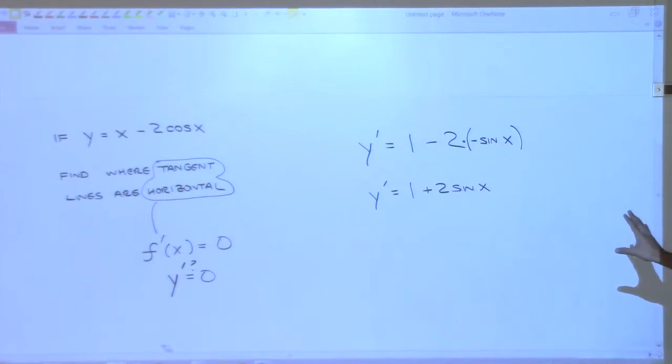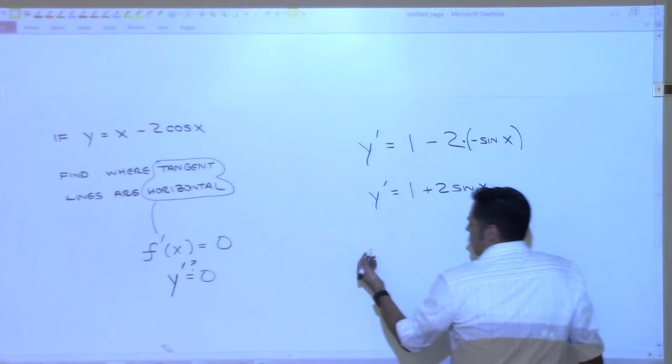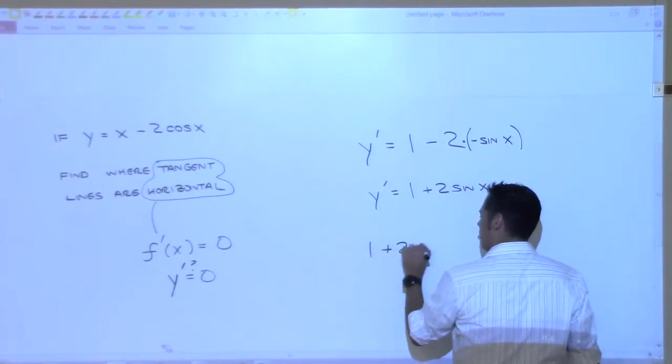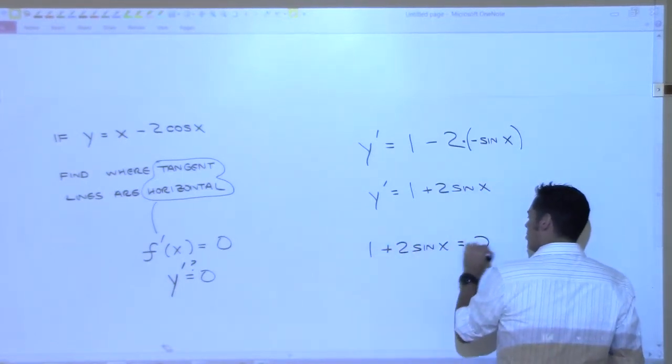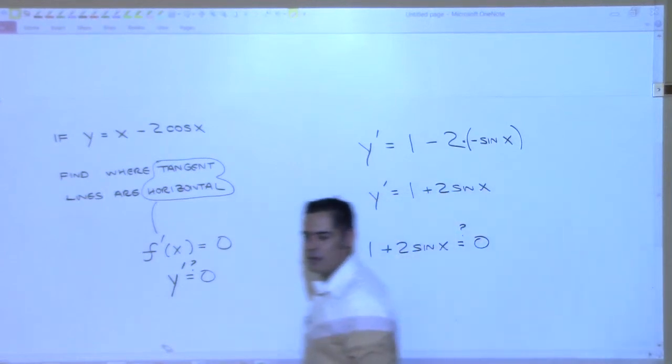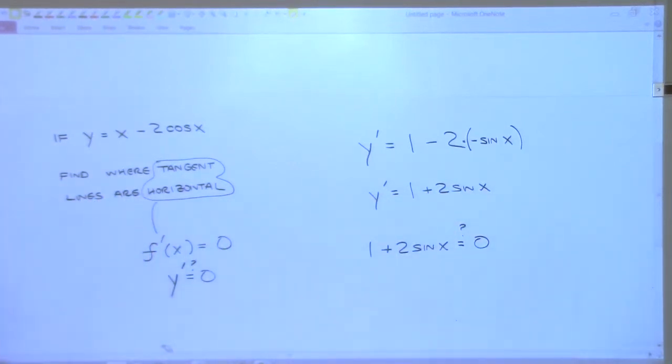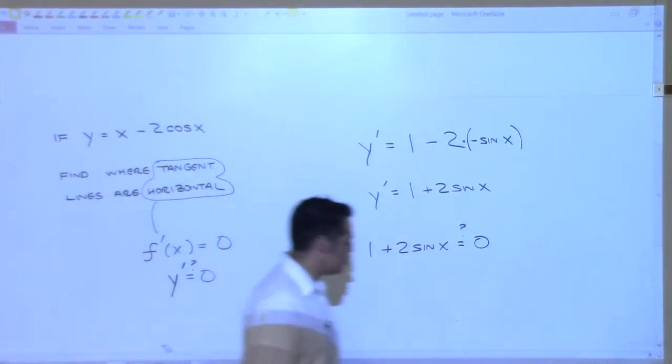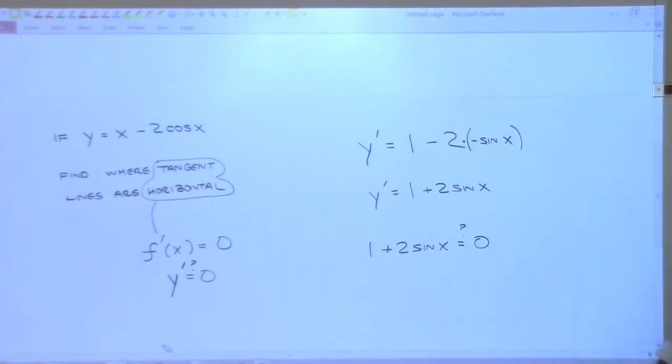Now, I want to know when that's 0. When is this 0? So what do you do? You set it equal to 0. That's what you do in pre-cal. This is a trigonometric equation. You want to solve it. Now we get to see how much trig you remember. So how can I solve this trig equation?